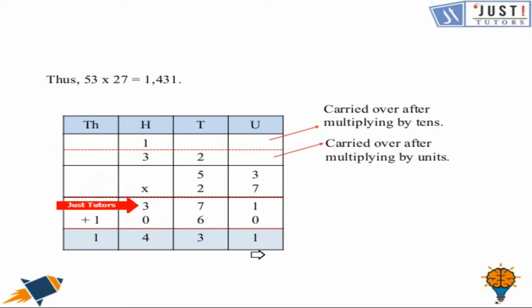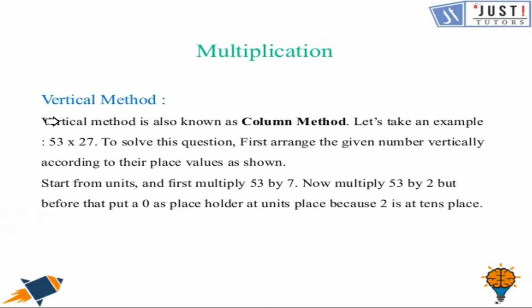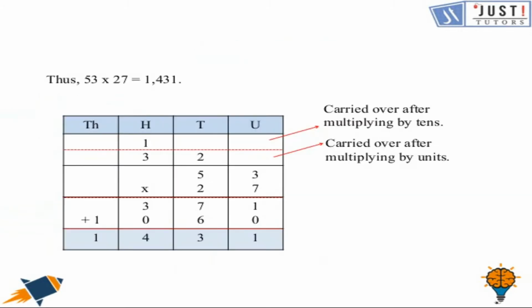Moving ahead, now you're multiplying 53 by 2 tens, so you'll add a placeholder here, a 0. Moving further, multiplying the 2 tens by 3 units, 2 times 3 is 6. Moving further, 2 times 5 is 10. If you want, you can put 1 as a carryover and then bring it down here, or if you want to write it straight away, you can write it. Now by adding these two numbers, what we get is 1431. So this was the vertical method. I hope the explanation is clear.